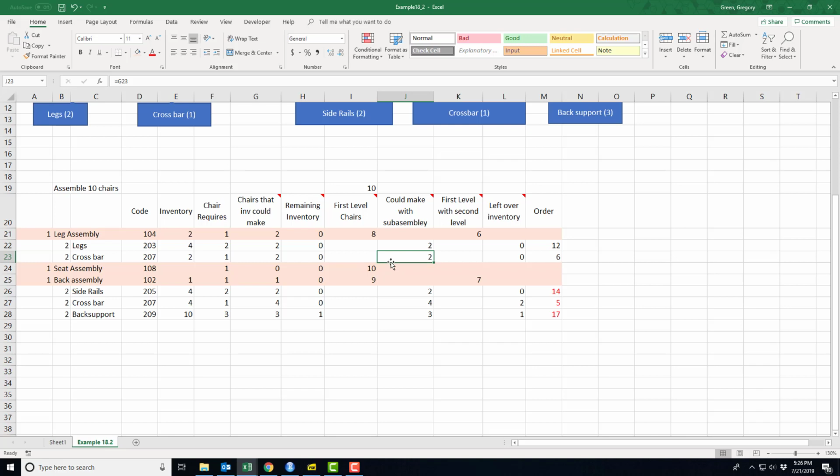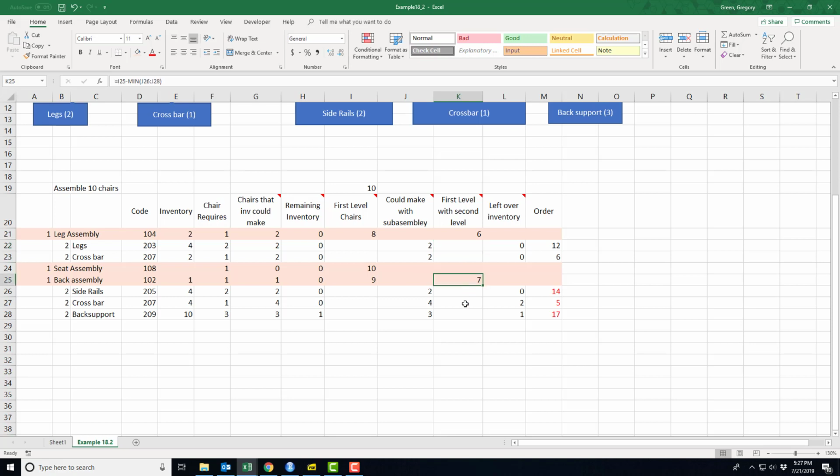I could make 2 more crossbars. I could make 2 more chairs with my crossbars. Okay, so what does that mean? That means then that I have 8 chairs left to make, minus the minimum, the smallest of these 2. Why the smallest? That might make more sense down here in a minute. Okay, so I have enough inventory to make 4 chairs, leaving me 6 that I have to make still.